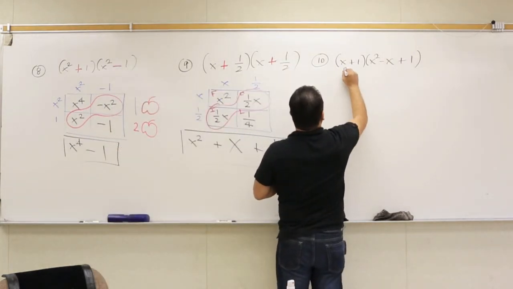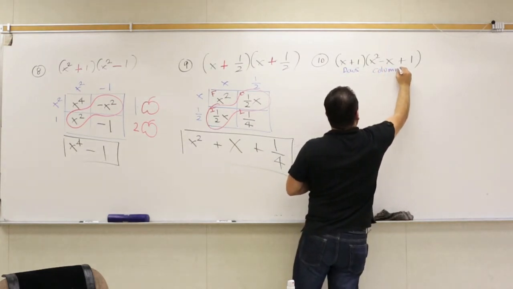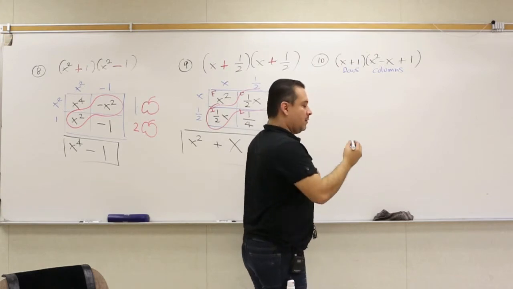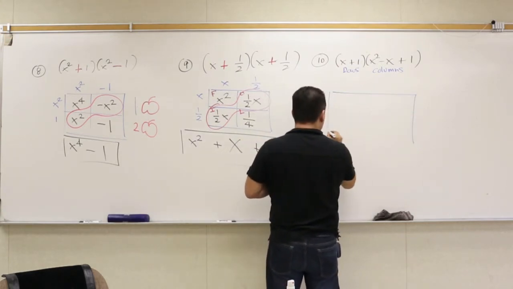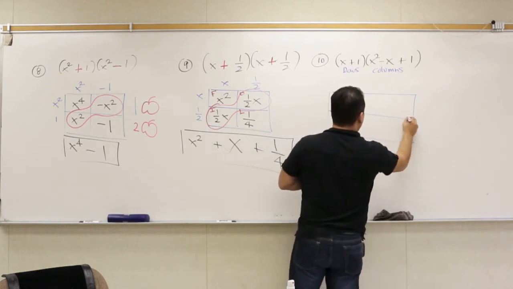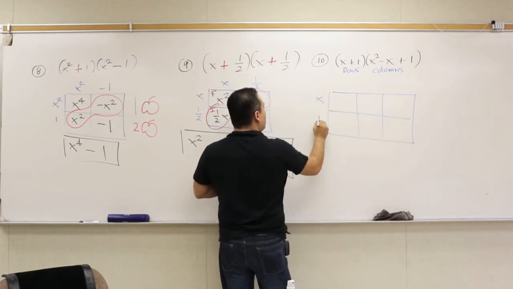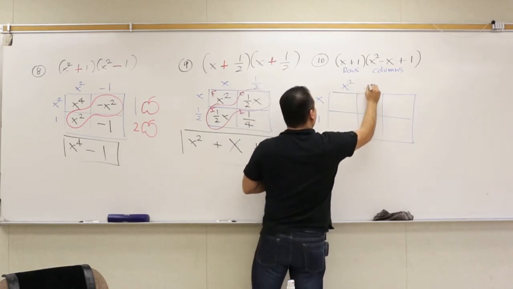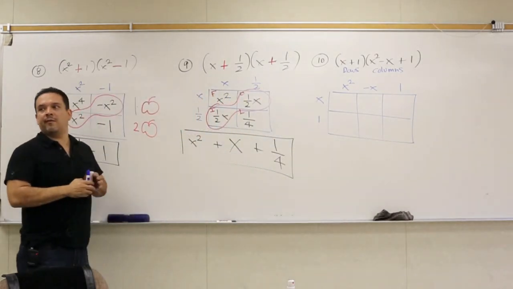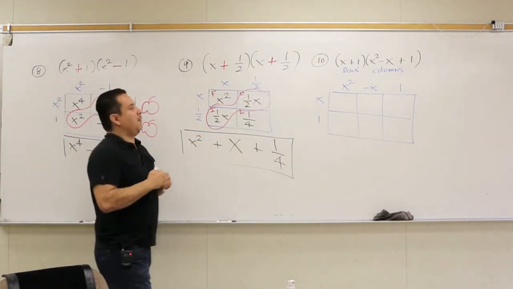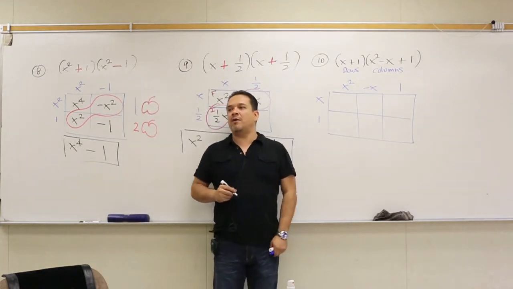So you got how many rows here? You got 2 rows. How many columns? 3 columns? X, 1, x squared minus x, and 1. Okay, so you're going to fill your entries. You can multiply every row with every column. So what do you have when you do that?